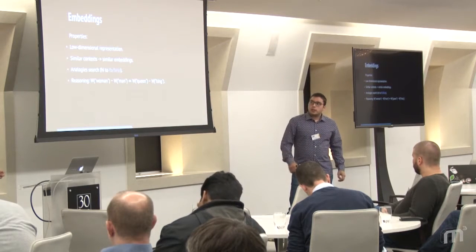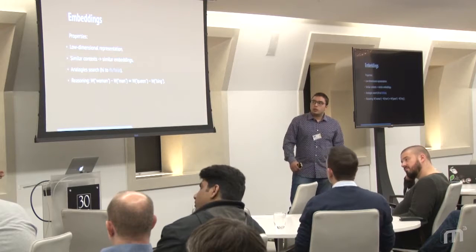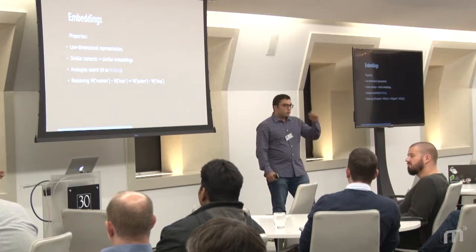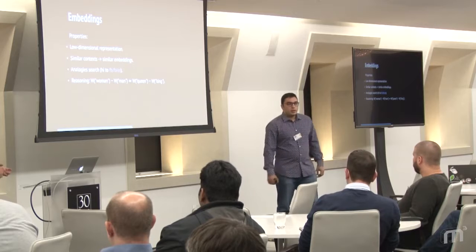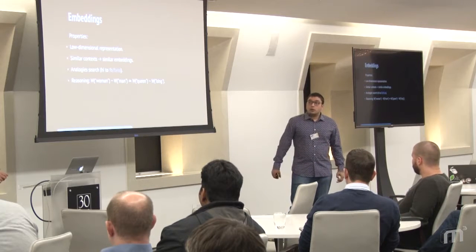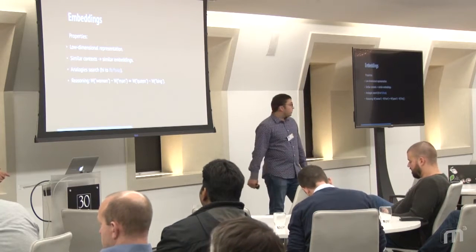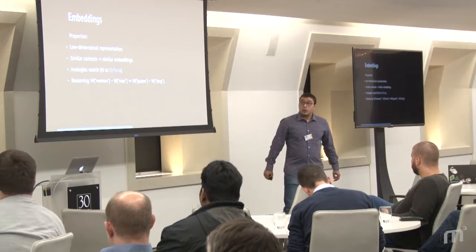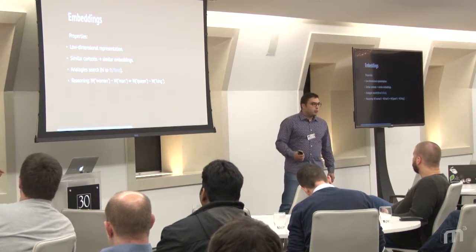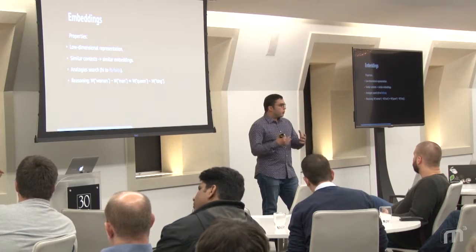So what are the desired properties of embeddings that we want to achieve? They should be low dimensional, for example, several hundreds instead of millions with one-hot encoding. Another property is that similar words should be located close to each other in the feature space.